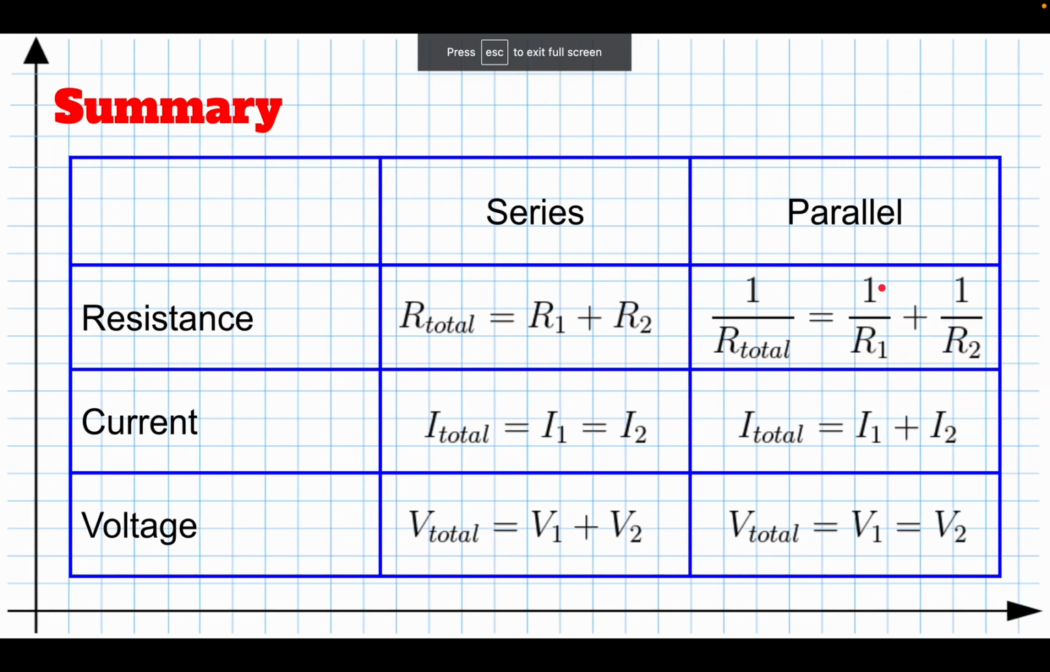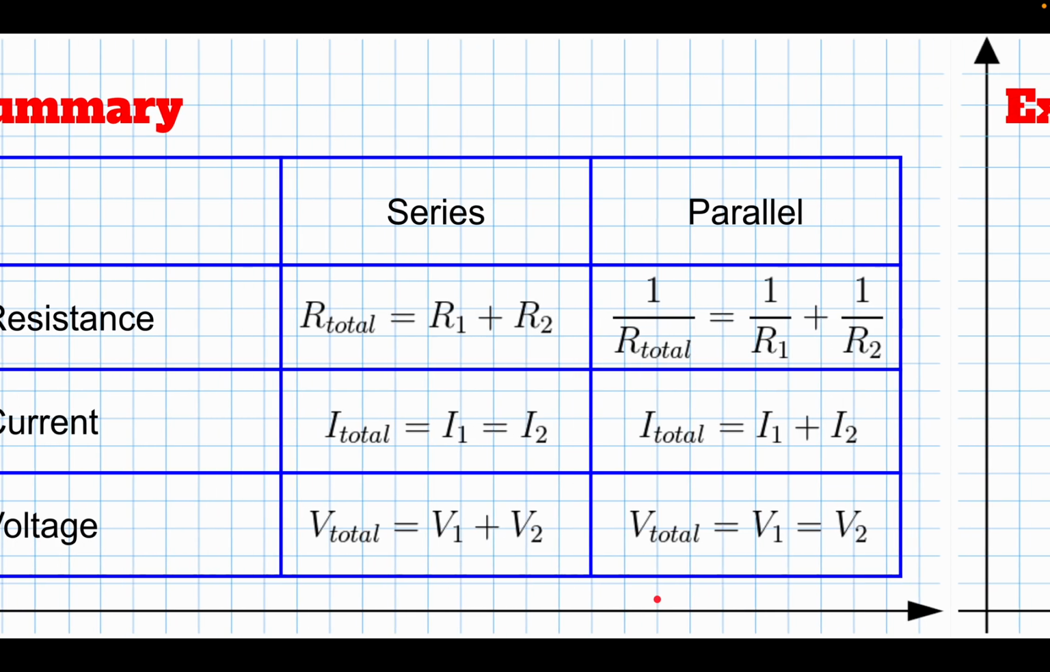So here's the big summary table. You can pause the video here if you want to jot any of this down. When we have series circuits, the resistance is the sum of the 2, the current is the same, and the voltages add up. When we have a parallel circuit, the resistances add as reciprocals. The currents add up, and the voltages are all the same. So feel free to pause the video and jot that down if you want. We're going to be using that.